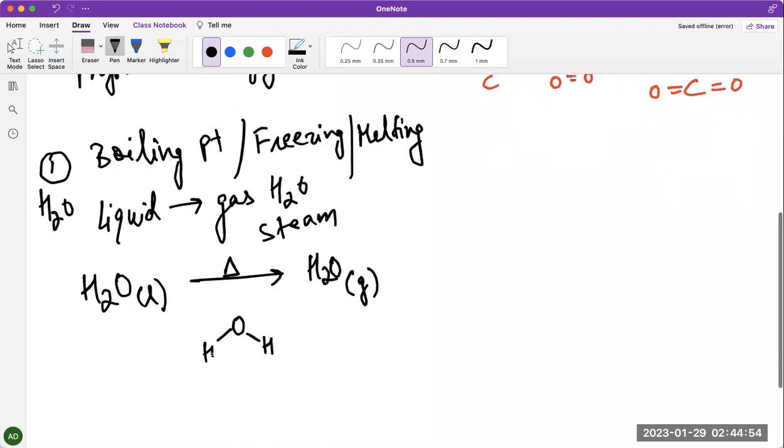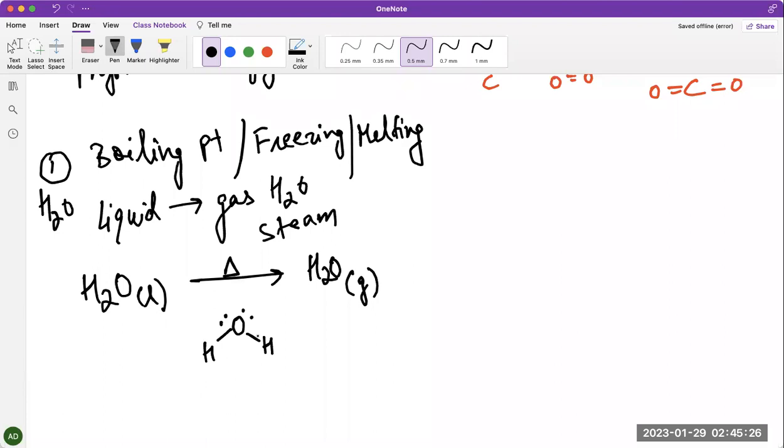This is what the H2O molecule looks like, guys. We will learn Lewis structures later, but this is what a water molecule looks like. For the water on the left, which is liquid water, and the one on the right, which is gaseous water, the structure stays the same. It is just the interaction between the molecules that changes. So when you heat something, you are not actually breaking the bonds within the molecule itself.